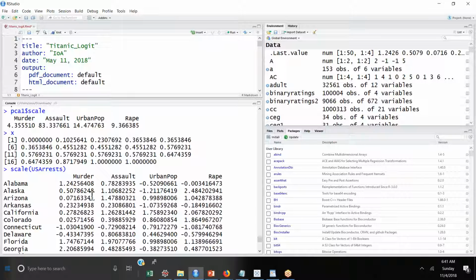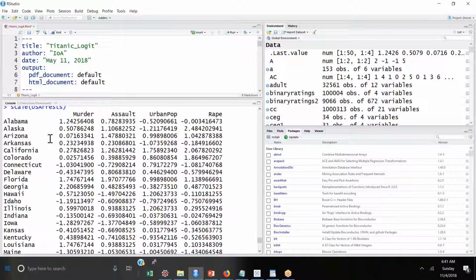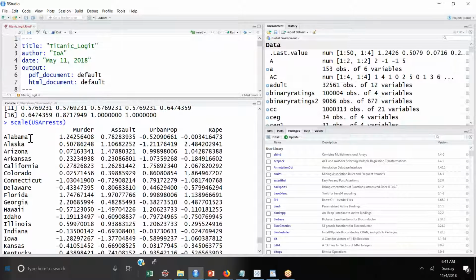So what am I getting here? This data, how many rows are there? It's 50 states, and the number of columns, the variables, is 4. So these are the dimensions, and these are the observations, right?